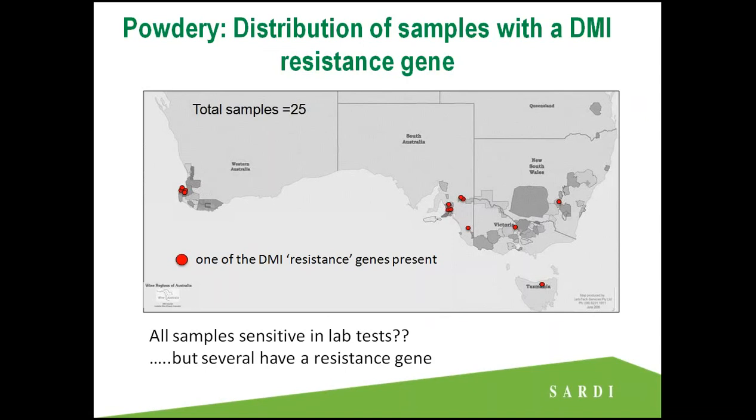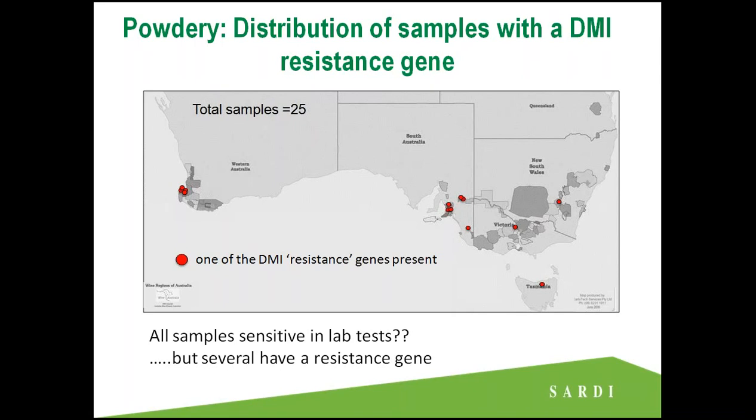Okay, looking at the distribution of samples with a DMI resistance gene. Now I'm saying only the gene here because in the lab I think we're considering all samples to be sensitive. However, many of them had the presence of the resistance gene. So this is a different picture than the QOIs, because generally there's quite a good relationship between the presence of the resistance gene and the decrease in sensitivity with the QOIs. DMIs are different.